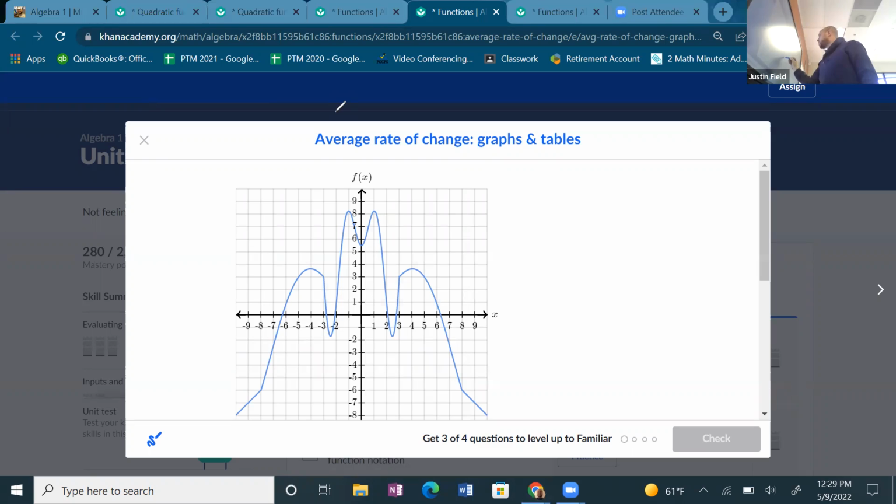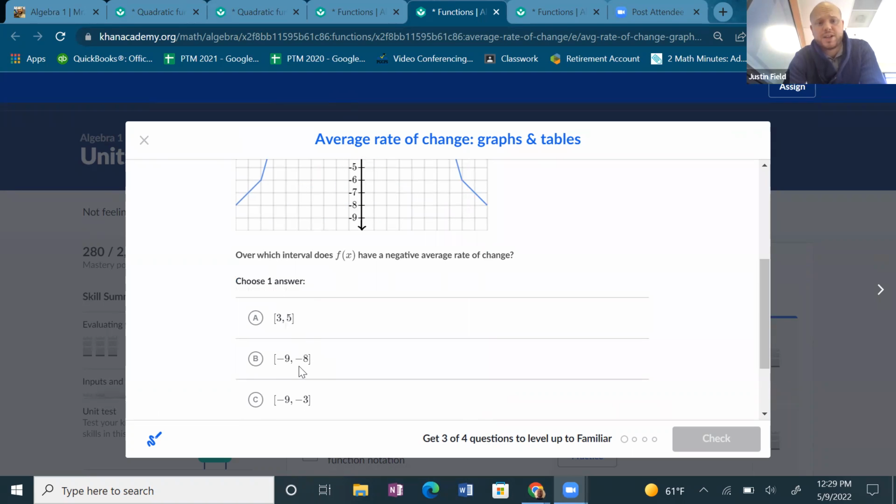So where's 3? 3 is right here. I see the point (3, 3). 5 is right here. I see the point (5, 3). Well, I can already tell they're both at a y value of 3. That slope is 0. I'm not even going to calculate it.